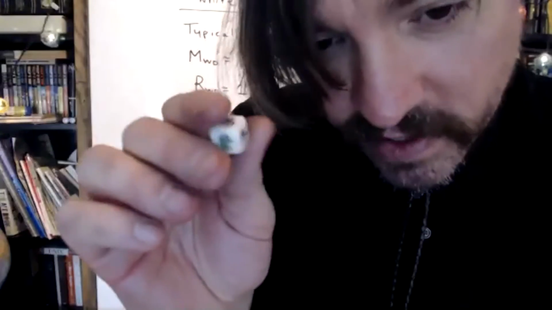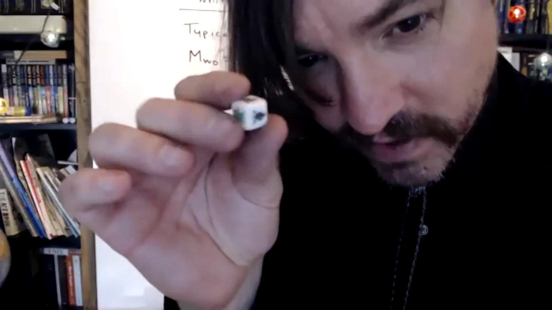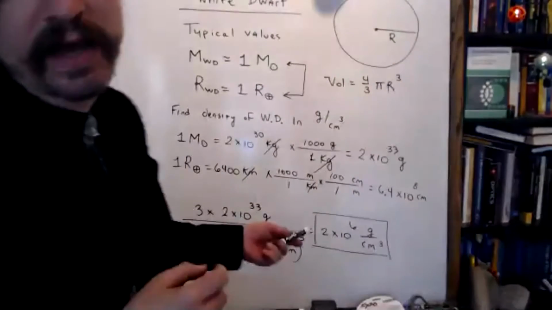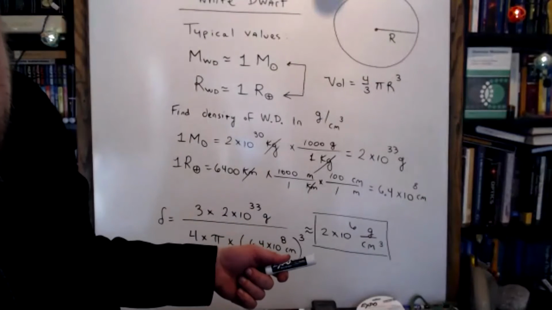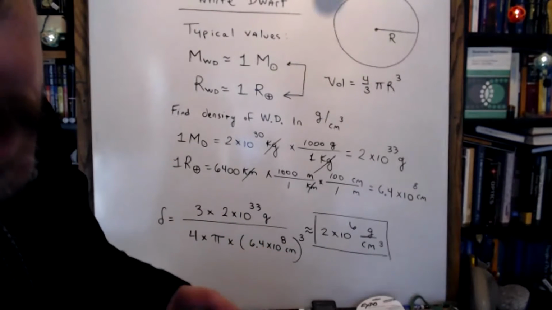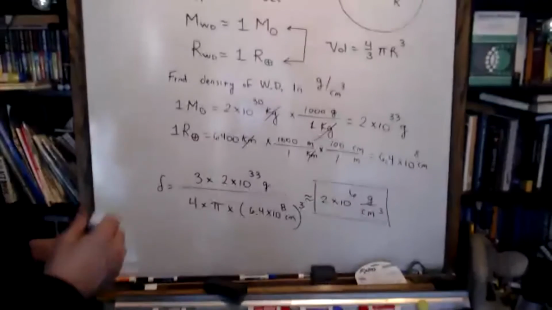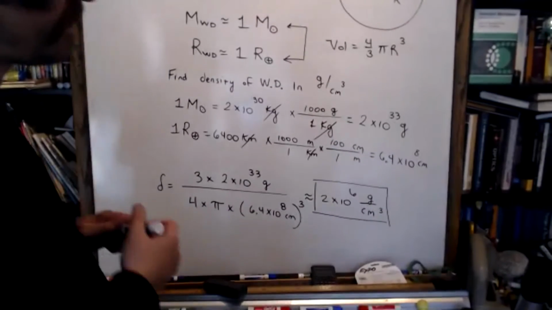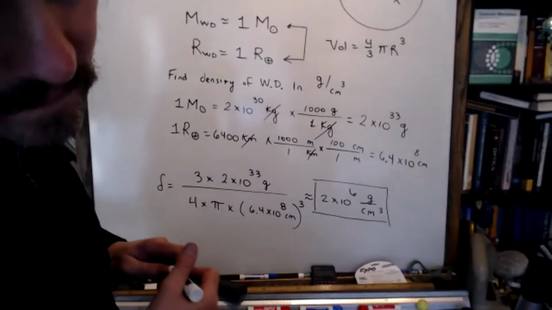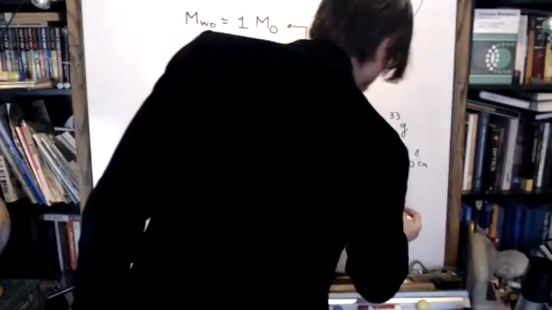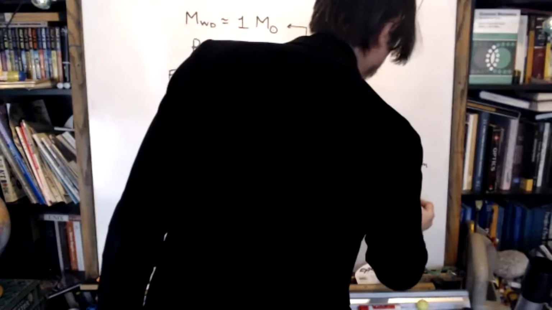How many kilograms would this be if it was pure degenerate white dwarf carbon? How many grams would it be? 2 million. So how many kilograms would that be? How many grams per kilogram? 1,000. So what is that?